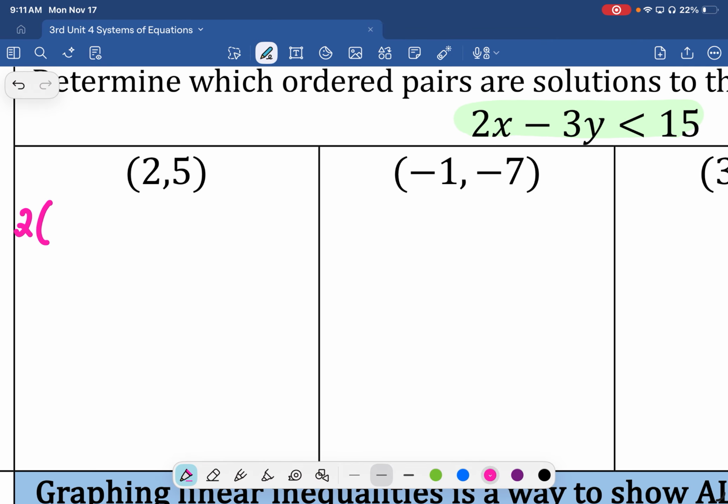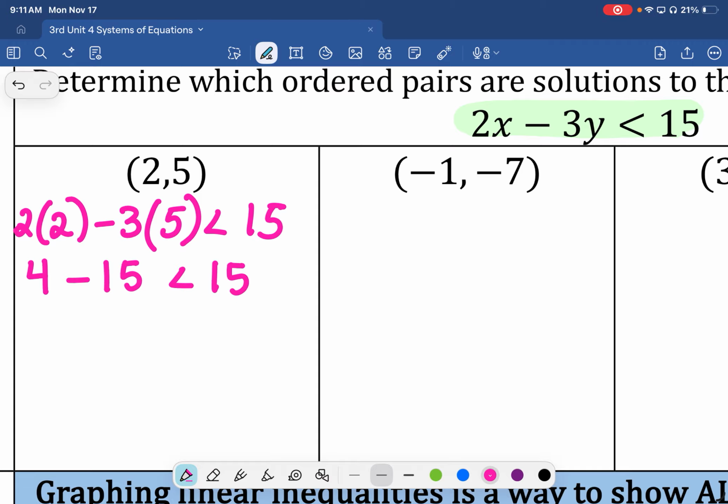2. What do I need to plug in for y? 5. Is less than 15. What is 2 times 2? 4. What is negative 3 times 5? Negative 15.